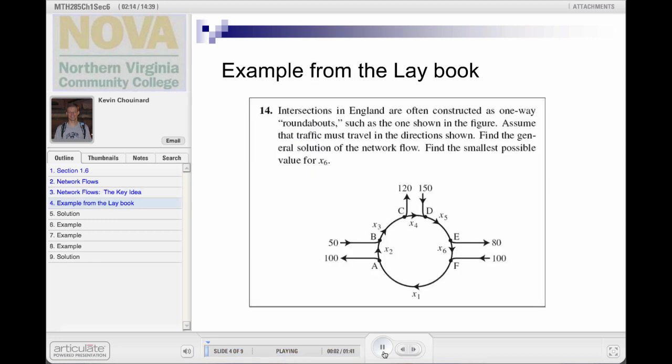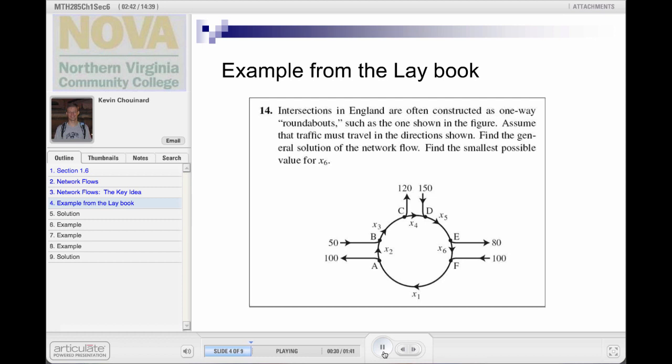Here's an example from the text that we will work out in detail to give you a feel for how to solve a network flow problem. Intersections in England are often constructed as one-way roundabouts, such as the one shown in the figure. The Brits drive on the left side of the street, so they go around the roundabout clockwise, compared to one in Massachusetts or New Jersey, which would go counterclockwise.